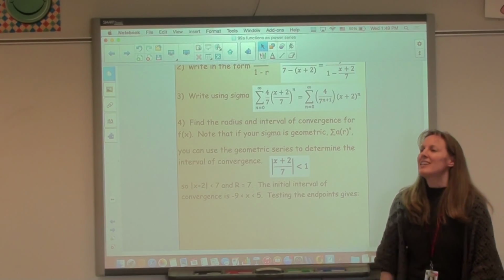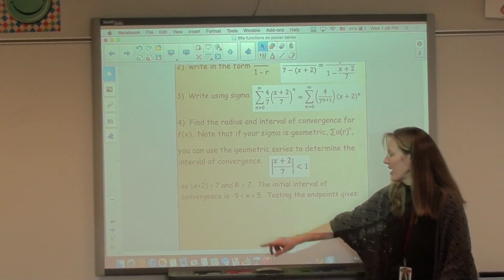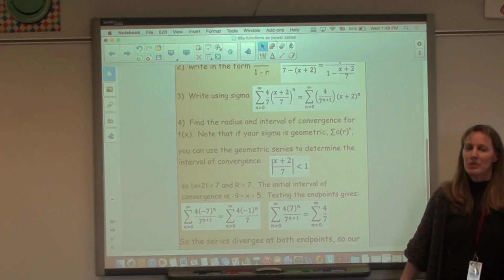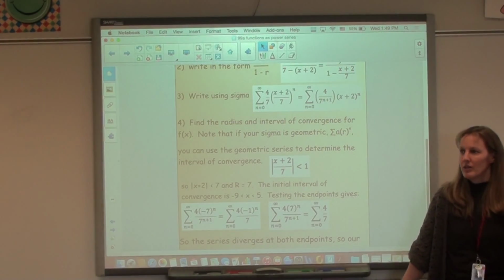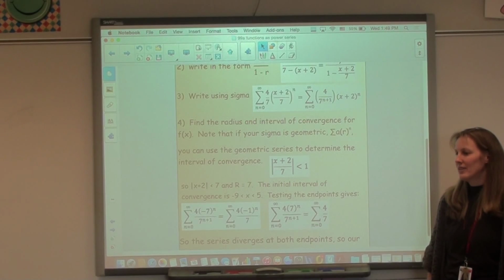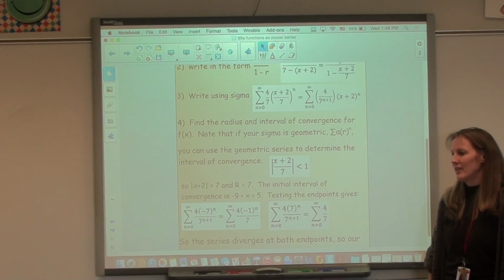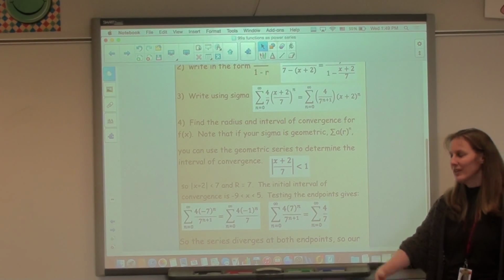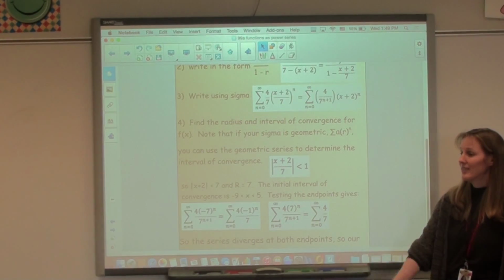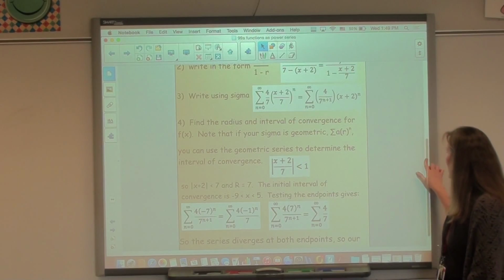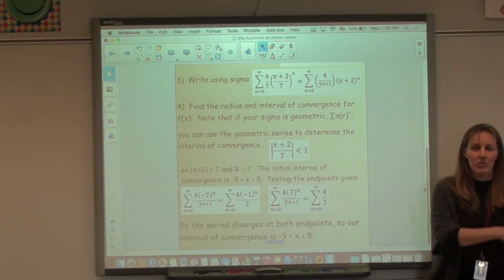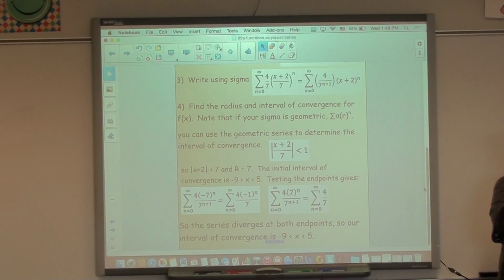I'm just not comfortable enough. I haven't done enough to convince myself that that is always true. But so far, it's always true. The book has it like that too. It's one of the justifications for the answers, it says the endpoints diverge because it's geometric. Oh, well, okay, I'm feeling better then. I'm a little more comfortable. But yeah, it's always going to be the open interval if it's truly geometric and you don't even have to test.